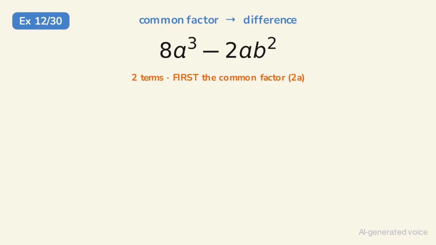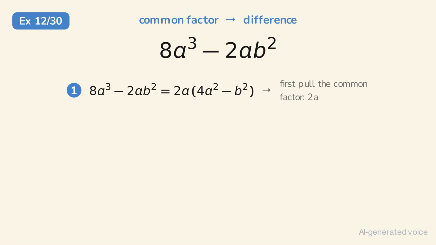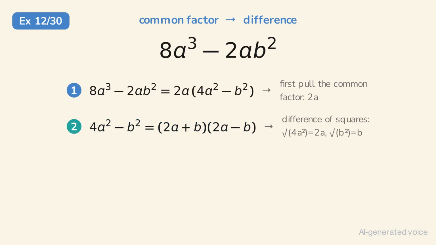First of all, pull the common factor. Both have a 2, and both have an a. The common factor is 2a. We pull it out, and inside we get 4a squared minus b squared. And look inside. Even though it's all letters, it's a difference of squares. The root of 4a squared is 2a, and the root of b squared is b. It opens into 2a plus b times 2a minus b.